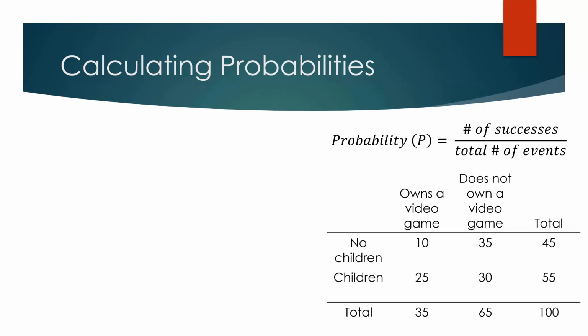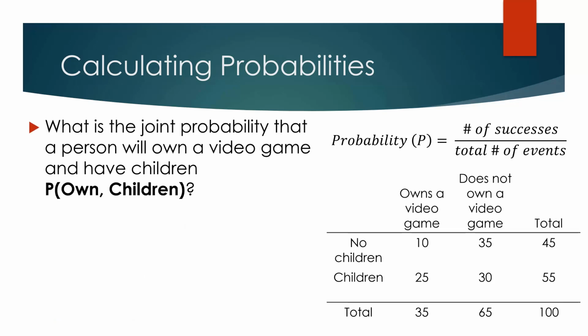Let's do a few more. What is the joint probability? So we're jumping back to that second rule of probability. What's the joint probability that a person will own a video game and have children? Pause the video, give this one a try on your own, and let's see what you get.